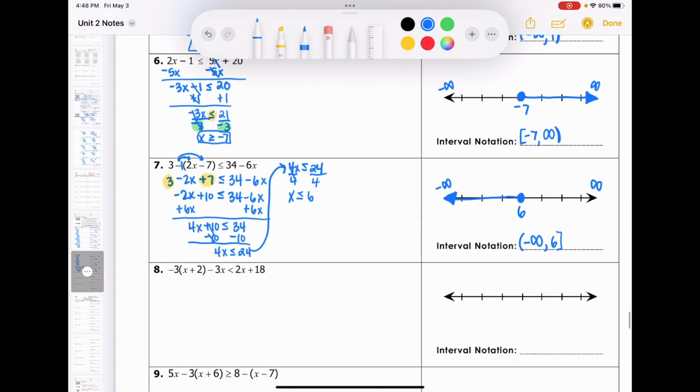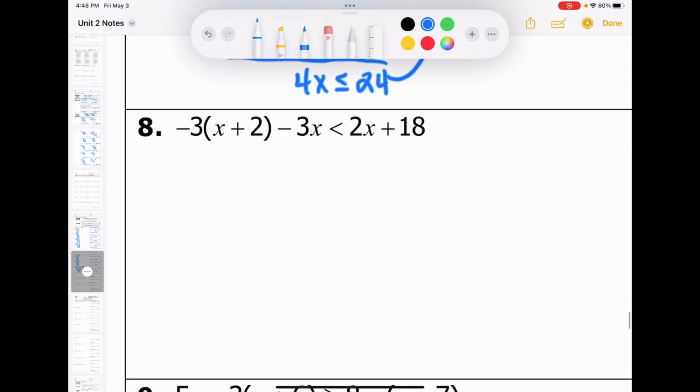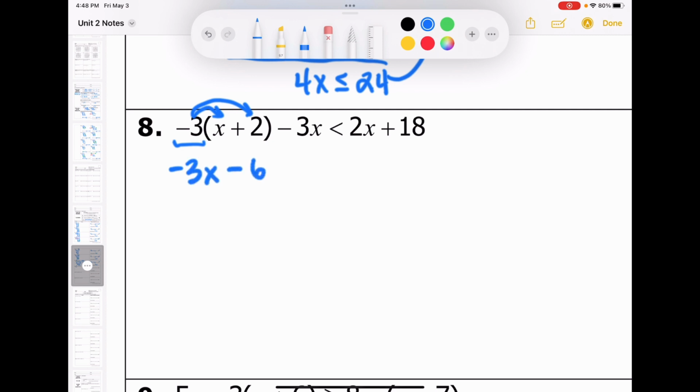All right, number 8, we have negative 3 parentheses x plus 2 minus 3x is less than 2x plus 18. So the first thing I need to do is get rid of the parentheses. So I'm going to distribute my negative 3 to both things in the parentheses, and that's going to be using multiplication. So that's negative 3x and negative 6. Then I'm going to bring everything else down.